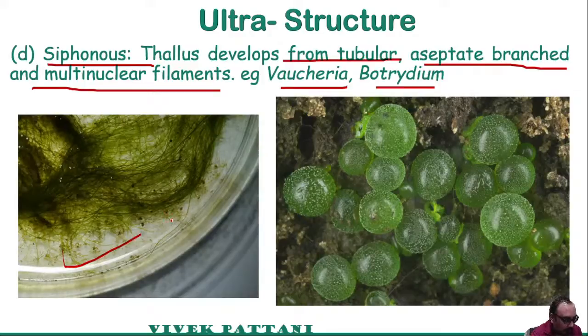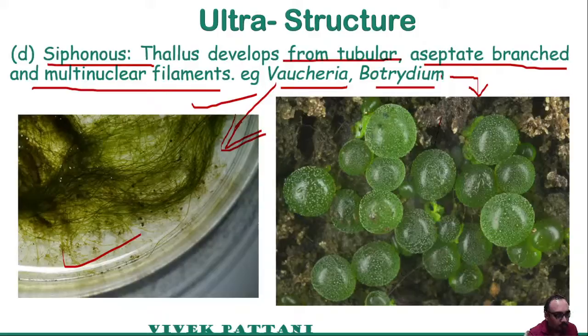Yeah, please have a look at this structure. This photograph is of a Vaucheria. And the photograph given here is of a Botrydium. Okay, I am repeating again. The thallus develops from tubular or unbranched and multinucleate filaments.